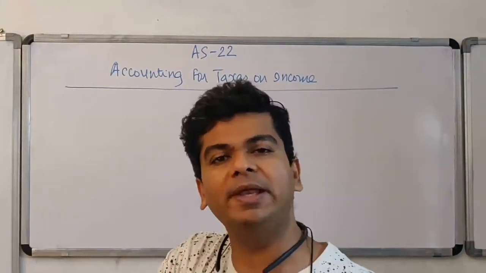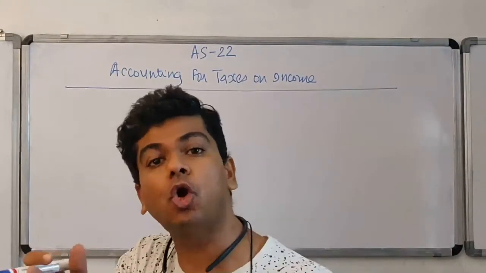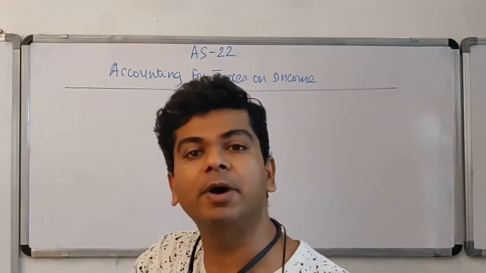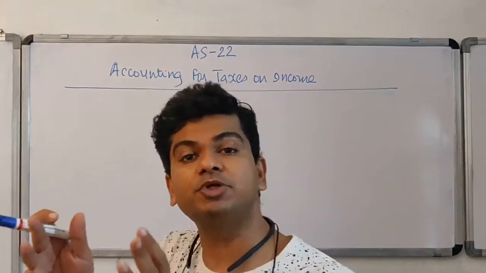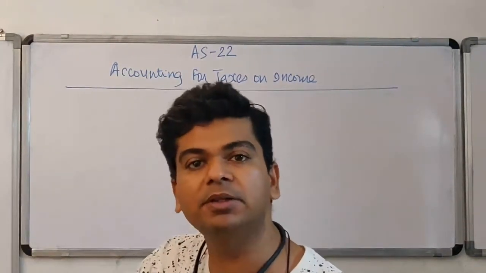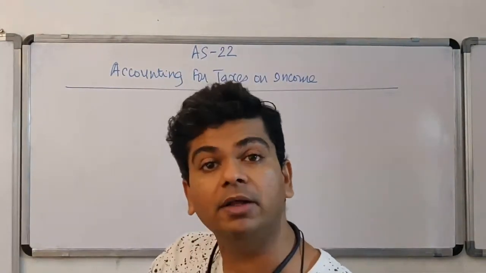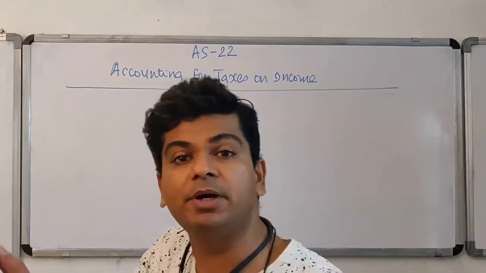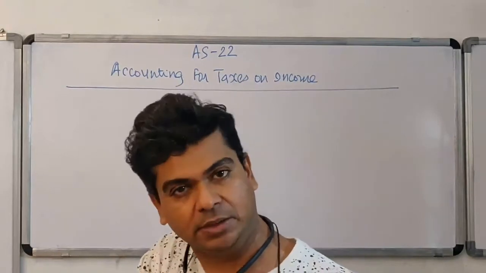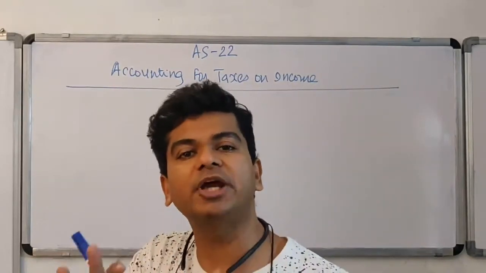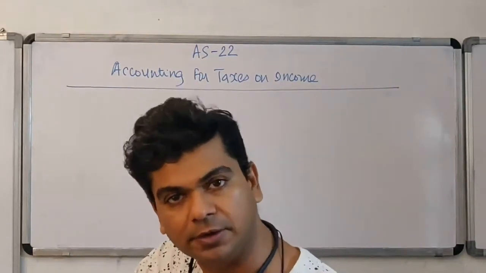And there are so many places where the taxation law differs from what is permitted by accounting standard. This causes a difference between your profit as per the accounting records and what is the taxable income as per the tax provisions. How should these differences be treated? That is one of the objectives of this accounting standard.